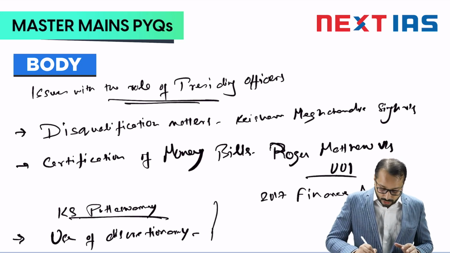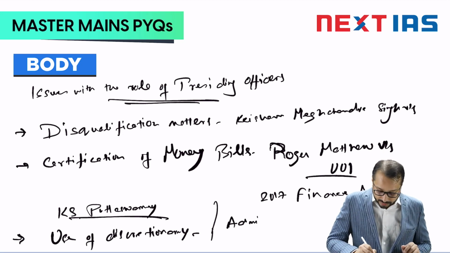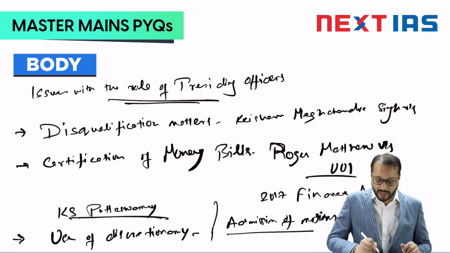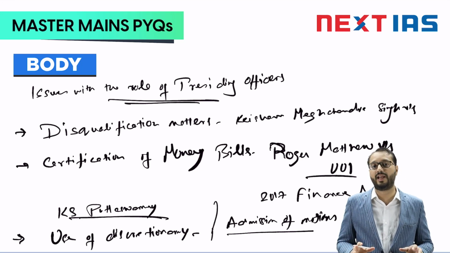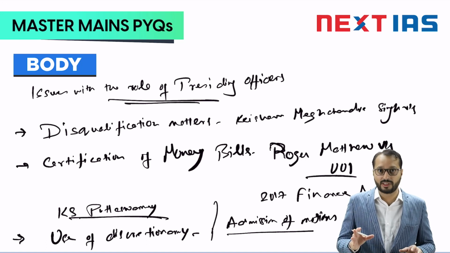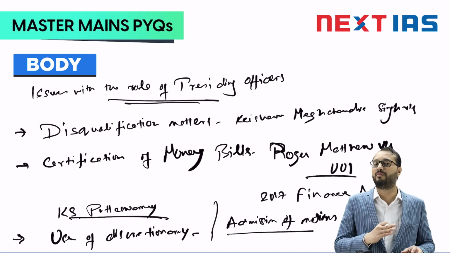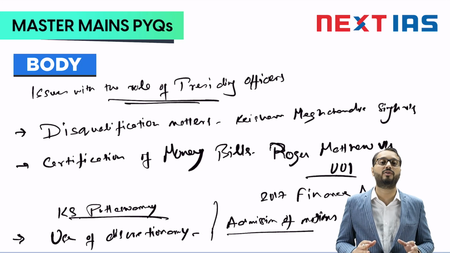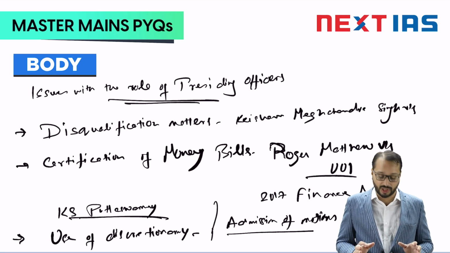The last issue that you can note about the partisan role of the speaker here is admission of motions, right? So often the speaker is accused of not admitting certain important motions that are highlighted by the opposition MLAs to hold the government accountable. So often the presiding officer will not welcome a no confidence motion against the government, right? So these kinds of accusations have often been leveled against the presiding officers. So this is all you can write in this section, right?